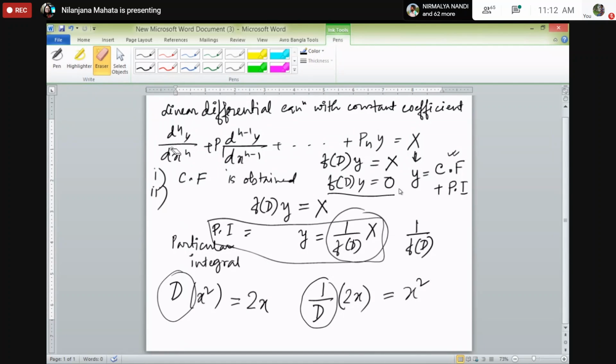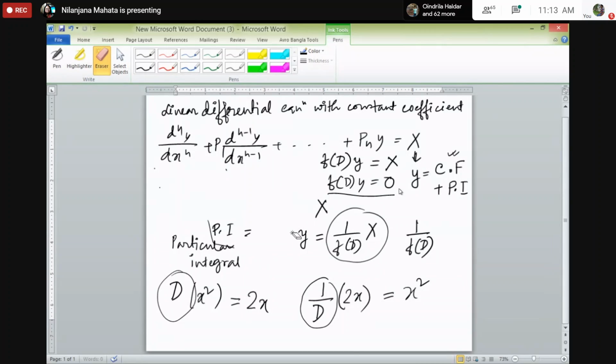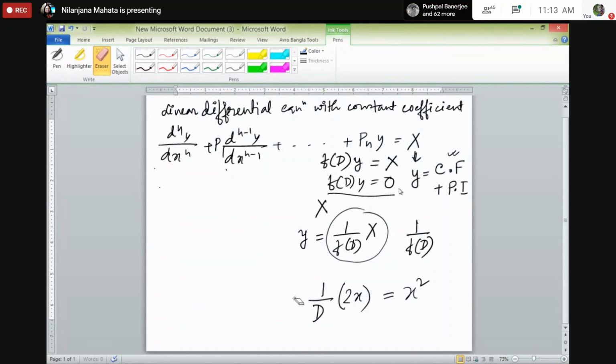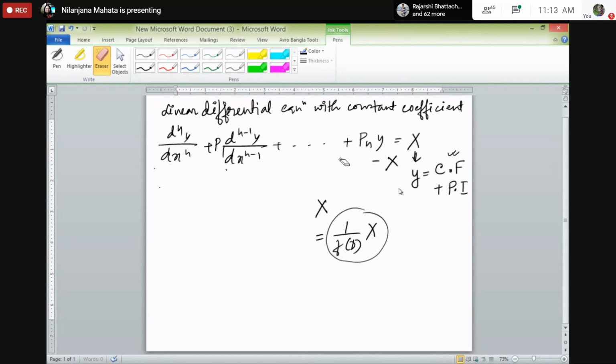But we know some shortcut methods, which depend on the form of this x. Suppose x is a function of sine or cos, there will be a shortcut formula. If it contains some e to the power x terms, we will use another formula. So first I am just demonstrating how we can solve it generally, then I will move to the particular part.